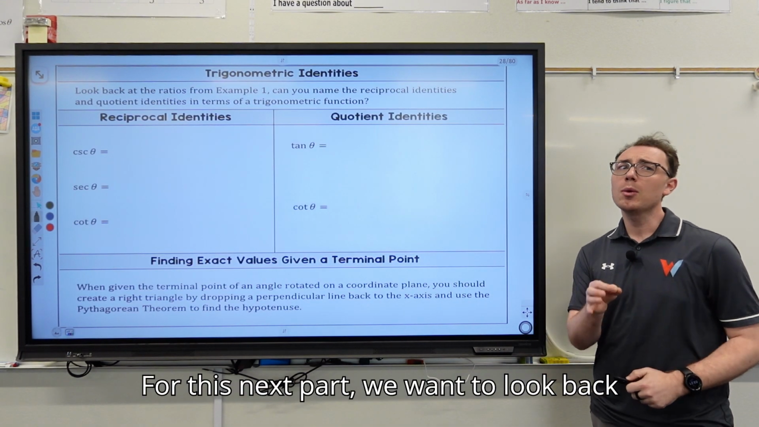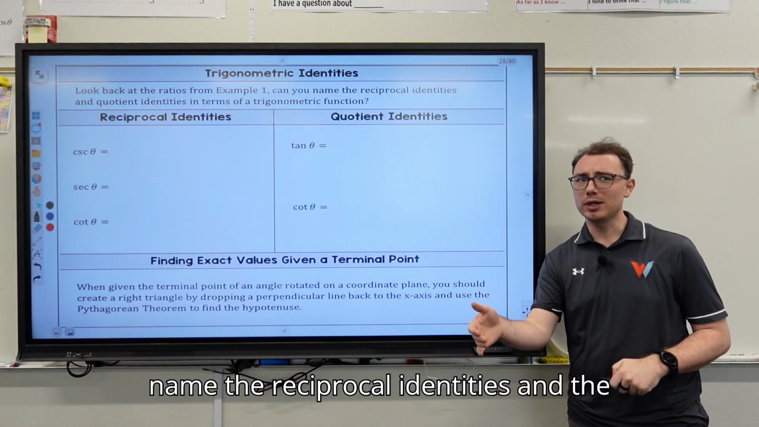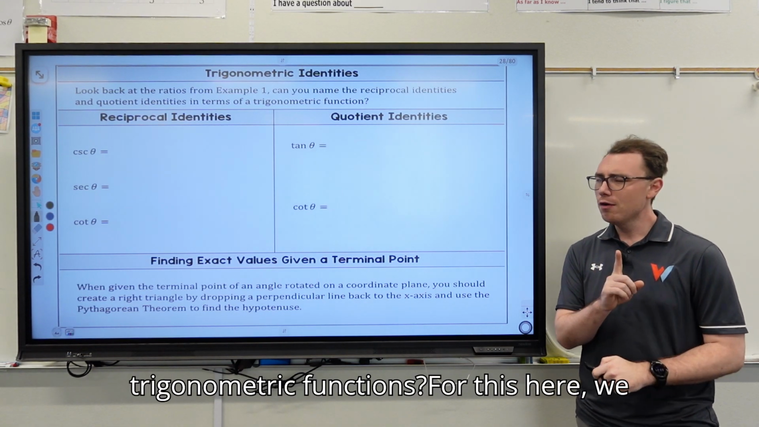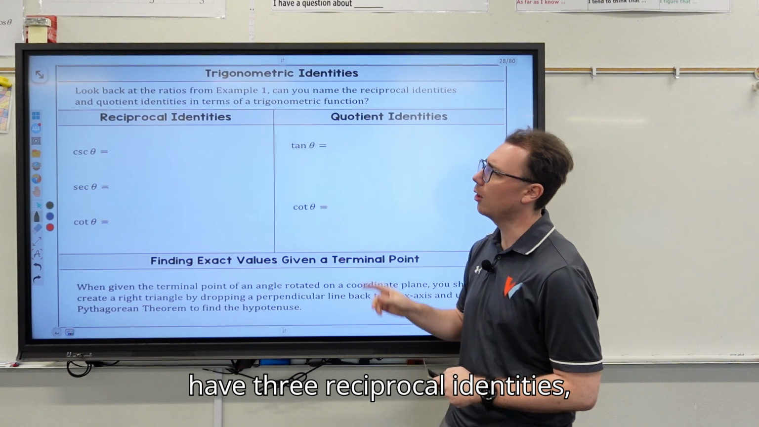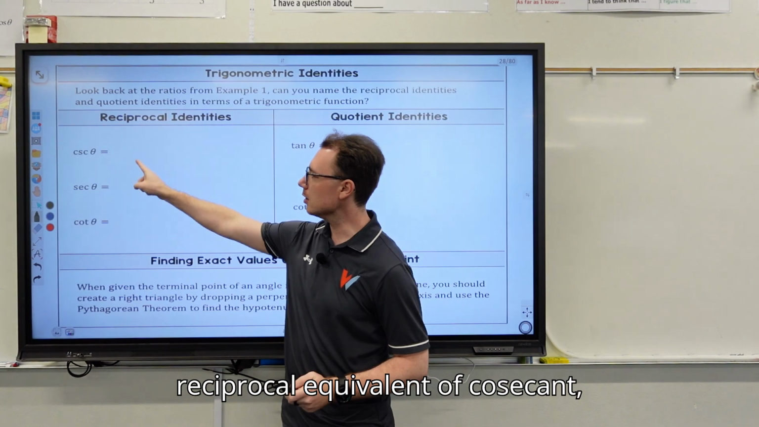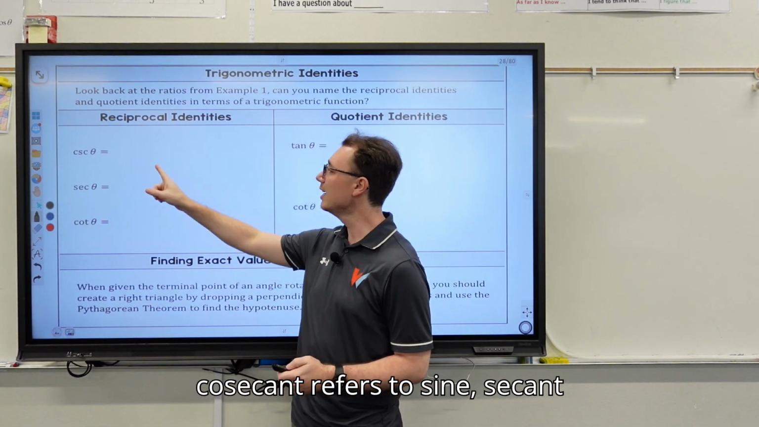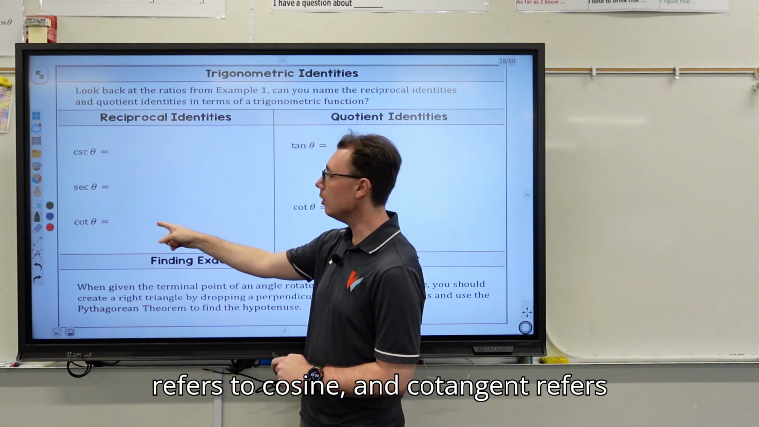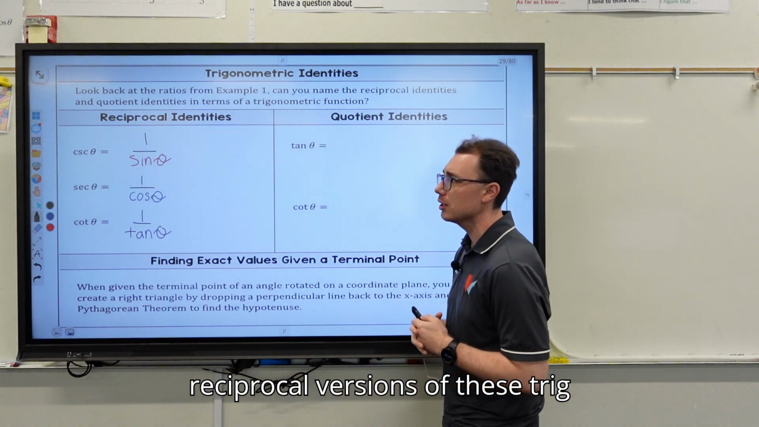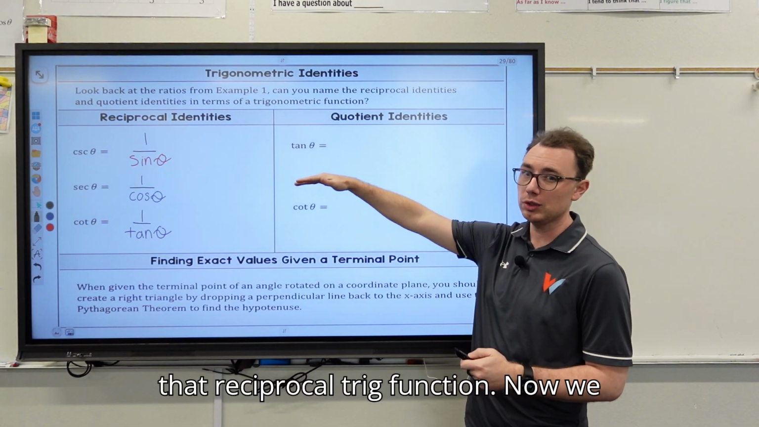For this next part, we want to look back at the ratios from example 1. Can you name the reciprocal identities and the quotient identities in terms of trigonometric functions? For this here, we have 3 reciprocal identities, where we're just trying to find the reciprocal equivalent of cosecant, secant, and cotangent. And we know that cosecant refers to sine, secant refers to cosine, and cotangent refers to tangent. And we find that the reciprocal versions of these trig functions is just 1 over that reciprocal trig function.